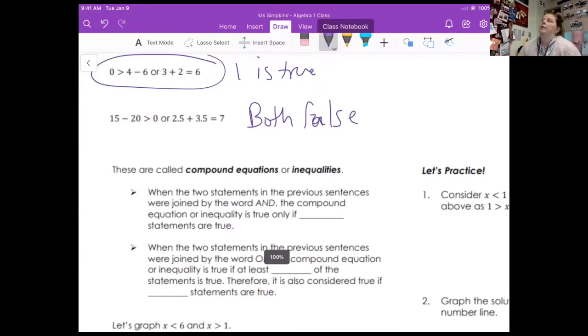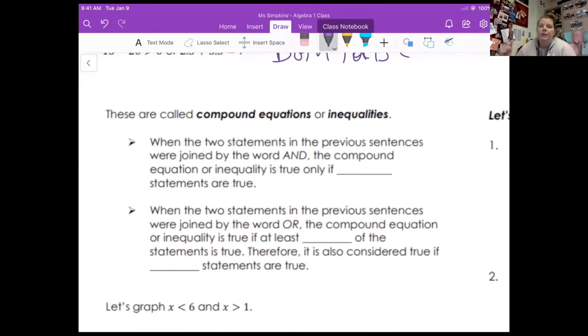So we have two situations. When there's an and between them, both of those statements have to be true. If there's an or in between them, at least one, but both could be true. It doesn't matter. We just want to make sure that at least one of those things is true.